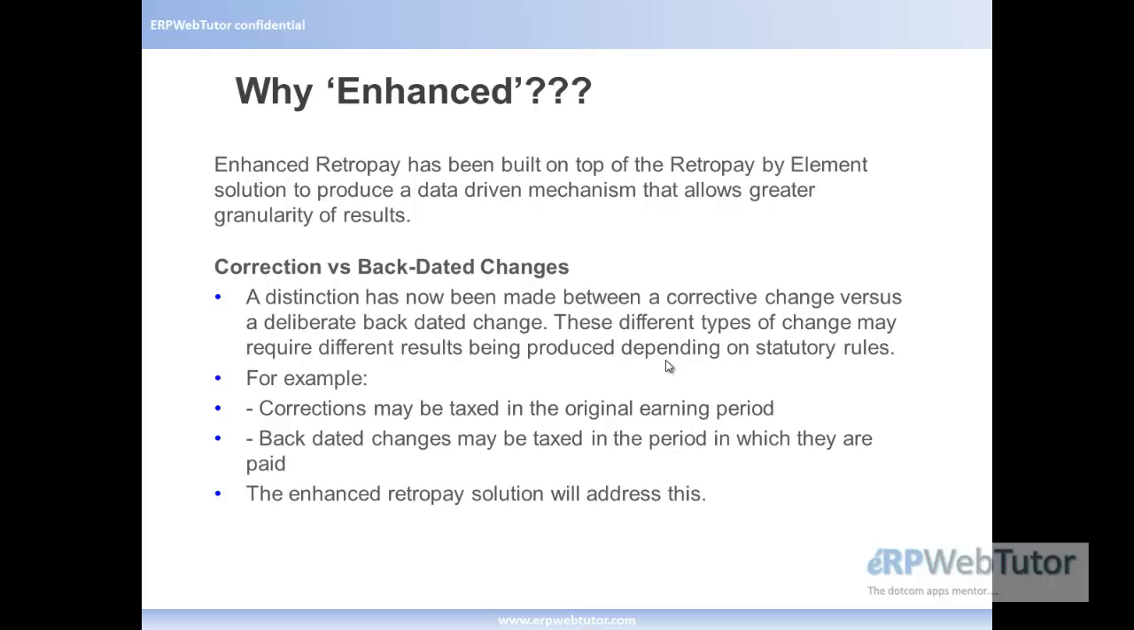Now, what has happened since October? There has already been a payroll run, and now you're trying to retroactively correct somebody's salary. That is a deliberate backdated change. You go into the past date and make a change. Depending on the two different scenarios, it might require a different way of calculating the results. For example, corrections may be taxed in the original earning period because that was incorrectly entered.